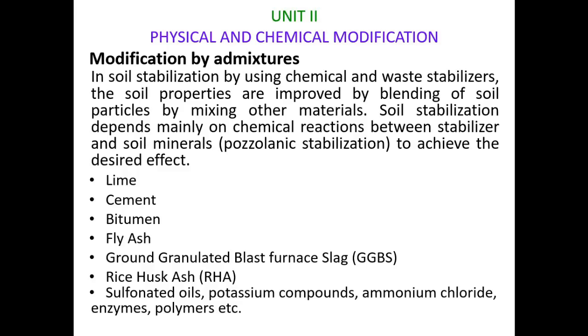In soil stabilization, by using chemical and waste stabilizers, the soil properties are improved by blending of soil particles by mixing other materials. Soil stabilization depends mainly on chemical reactions between stabilizer and soil minerals to achieve the desired effect. The commonly used stabilizers are lime, cement, bitumen, fly ash, ground granulated blast furnace slag, rice ash, sulfonated oils, potassium compounds, ammonium chloride, enzymes, polymers, etc.